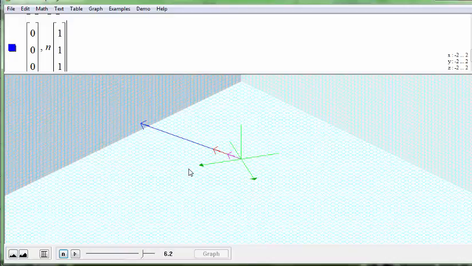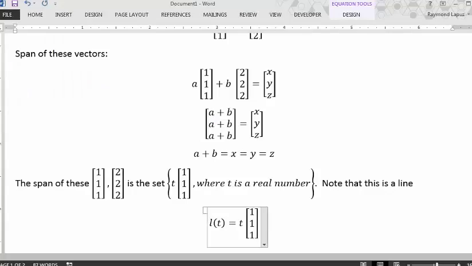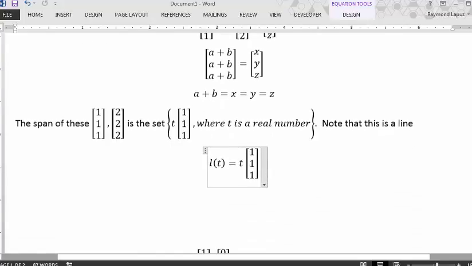So it spans a line, a one-dimensional space in 3 dimensions. So even though we had two vectors, (1, 1, 1) and (2, 2, 2), it still only spans a one-dimensional thing, even though we're in R3. Okay? Alright, so that's the first one. That's the first example. We've got a few more to go here.